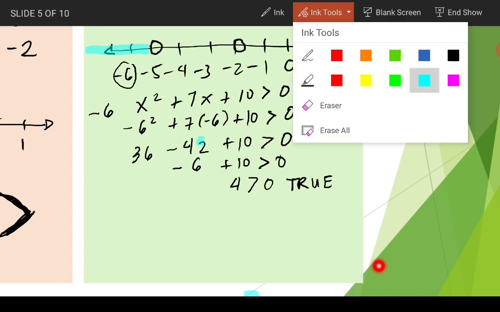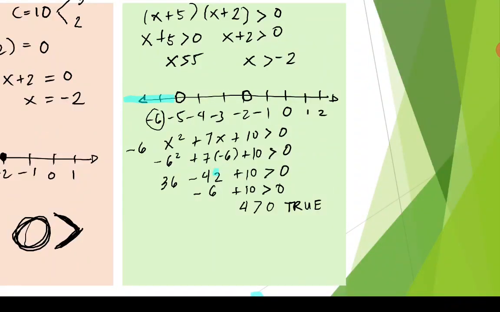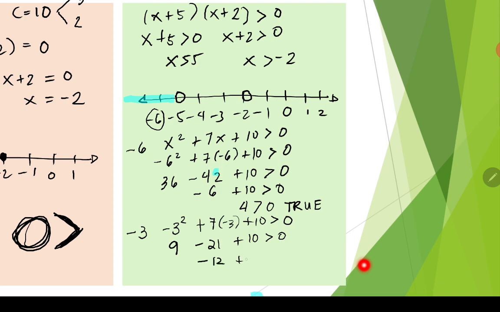Okay? Now, let us again get another number. Test naman natin yung nasa gitna, kung anong mga numbers dito sa gitna ang part ng solution. So, get any number. Pwedeng negative 4, negative 3. Kung gusto mo pahirapan sarili mo, negative 4.5 or negative 3.5. Kayo ang bahala, basta kahit anong number na nasa gitna. So, let us try negative 3. Just substitute all the values of x by negative 3. Negative 3 squared plus 7 times negative 3 plus 10 is greater than 0. So, this becomes 9 minus 21 plus 10 greater than 0. 9 minus 21 is negative 12, plus 10 is negative 2 greater than 0.